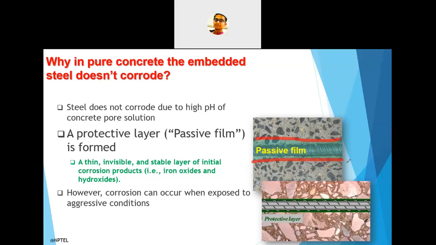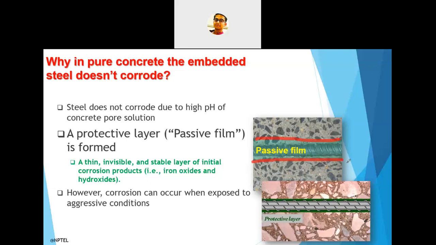When this protective layer gets damaged, when some deleterious elements, suppose chlorine, or carbon dioxide, or whatever, enter the concrete surface and break this passive film, only then does the corrosion initiate. And once the corrosion initiates, it is a continuous process. We'll see all those things in the upcoming slides.